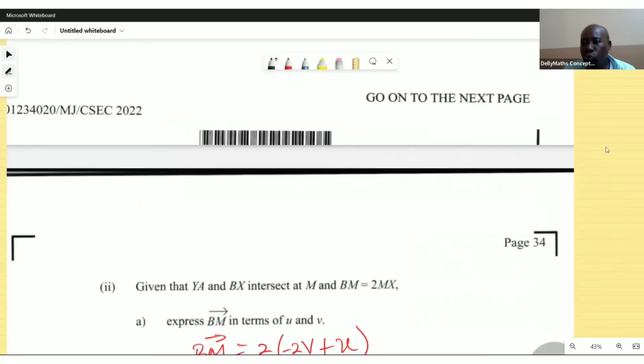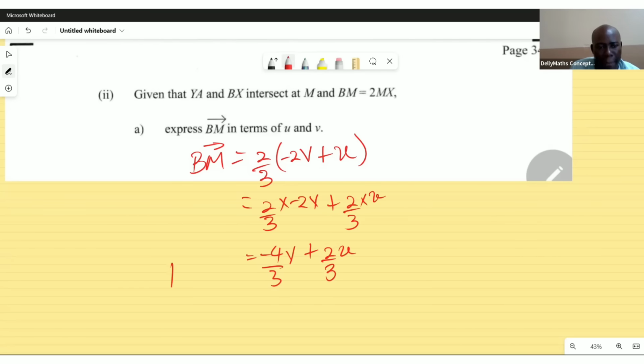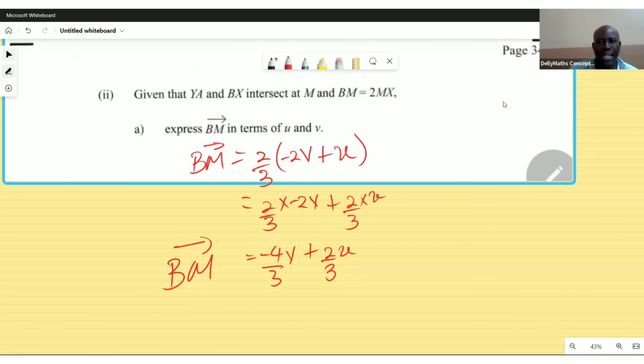And then what I'm going to do here with my 2/3, I'm going to distribute it inside. So if I distribute my 2/3 inside, I'll have 2/3 times -2v plus 2/3 times u. We could see this is going to give me -4/3 v plus 2/3 u. This is my BM, just like that. That is actually -1 1/3. So I have that. Now that is my BM.